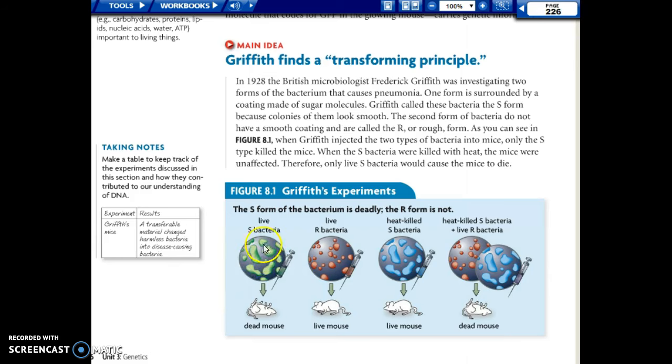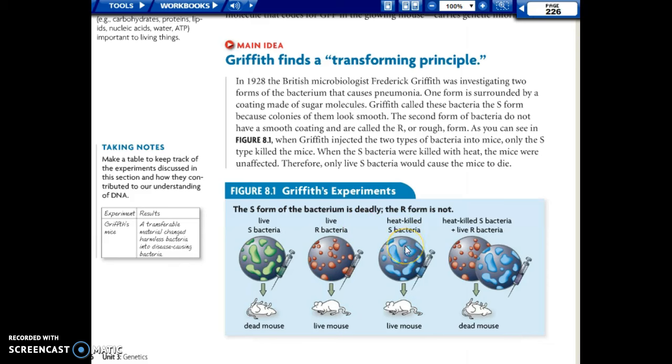Then Griffith took this strain right here that would kill a mouse, and he heated it up. So think about when you cook your meat. You cook your meat to a certain temperature to make sure all the bacteria inside is dead, so that you can safely consume that meat. Well, he did that with these bacteria.